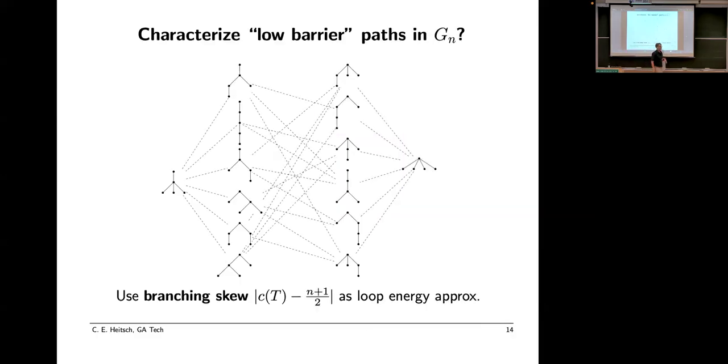Okay, so here's the math problem that we're going to be considering. I want to characterize low barrier paths in these graphs. Again, my vertices in the graphs are trees with n edges. The edges in the graphs are one of these local pairing exchange operations, and those are represented by the dashed lines. And then my cost function is what I'm calling branching skew here.